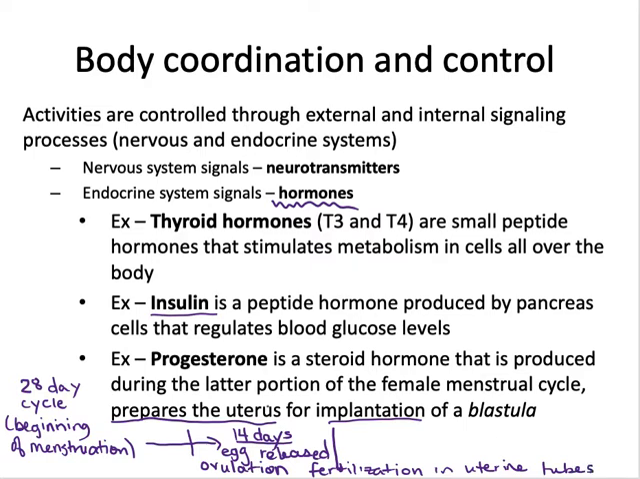And then about 9 to 12 days later, while progesterone is stimulating the production of the uterine lining, preparing that uterus for implantation, implantation usually occurs 9 to 12 days after ovulation. And by that time, the embryo is in the blastula stage.